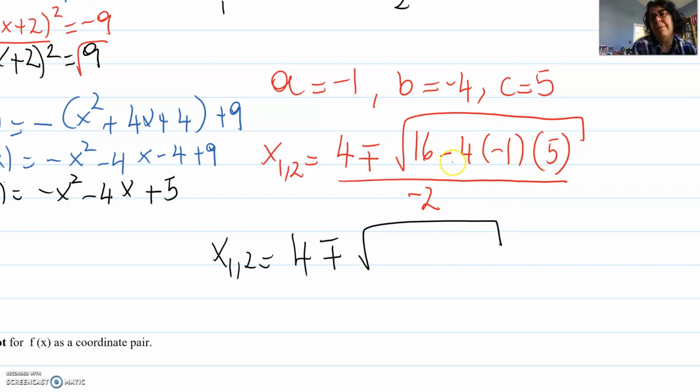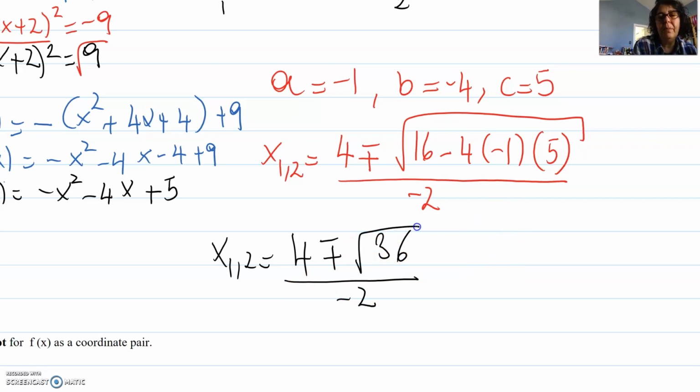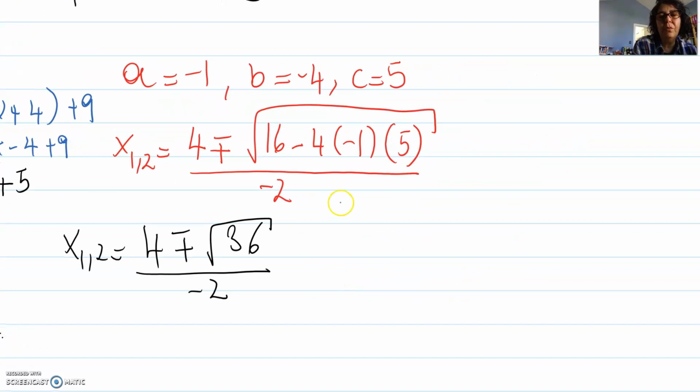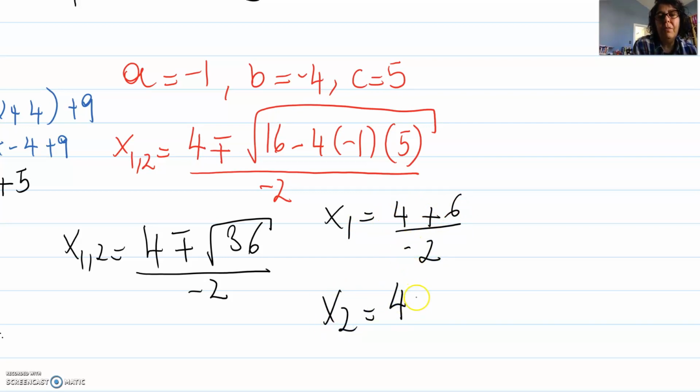Okay, so negative 4 times negative 5. So that will be 20, 36. Okay, all over negative 2. Square root of 36 will leave the square root as plus or minus 6. So first root will be 4 plus 6 over negative 2. Second root will be 4 minus 6 over negative 2.